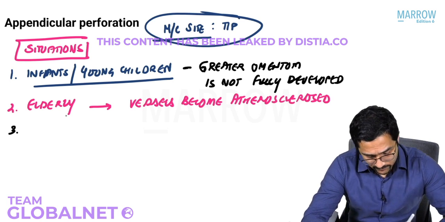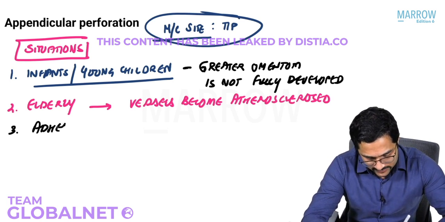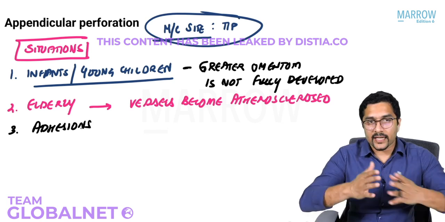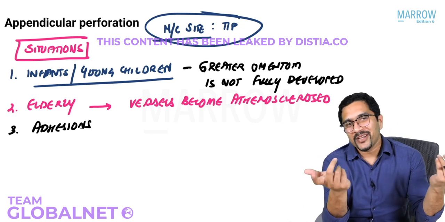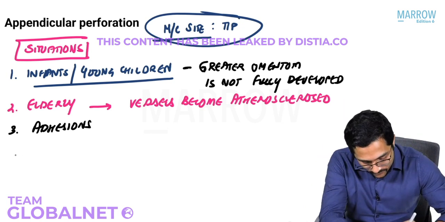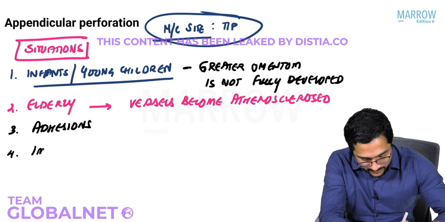When bowel adhesions are there, the omentum has to navigate through traffic, right? And it takes time. So the appendix can perforate in these patients as well.